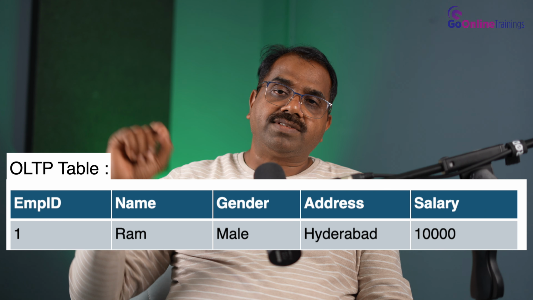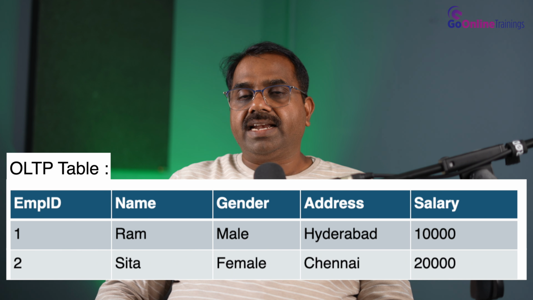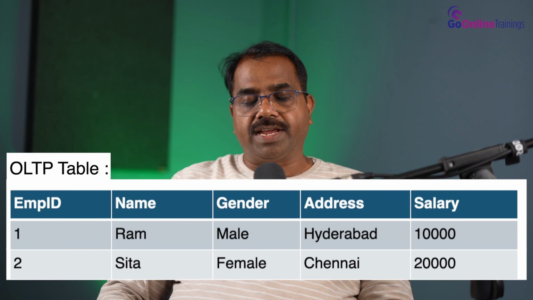So what is the meaning of SCD type 0? Type 0 means static data, some of the data cannot be modified. For example, I have one, Ram, gender is male, salary 10,000, and city is Hyderabad. Two, Sita, female, salary 20,000 rupees. Currently, she's staying in, let us say, Chennai.